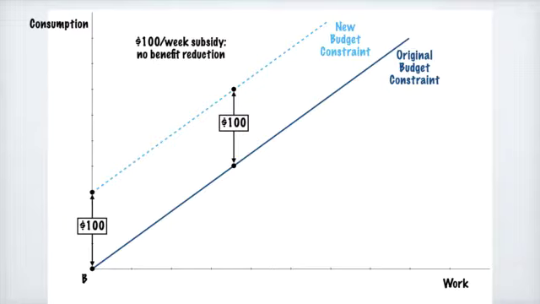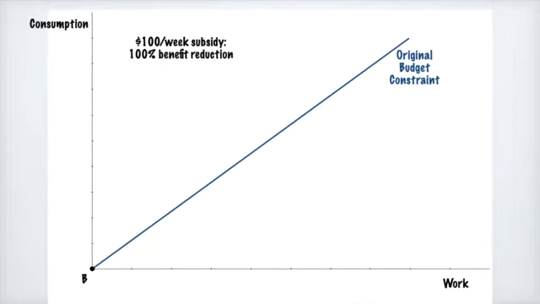So if we give people a subsidy of $100 per week and allow them to consume that in any way they want, and we do not reduce their benefits based upon how much they're working or how much their income is, the budget constraint shifts up, and the vertical distance between the new budget constraint and the original budget constraint is the amount of that particular subsidy. So we have a parallel shifting of the new budget constraint, reflecting that additional $100 that does not get reduced with the amount of work or the amount of income that we have.